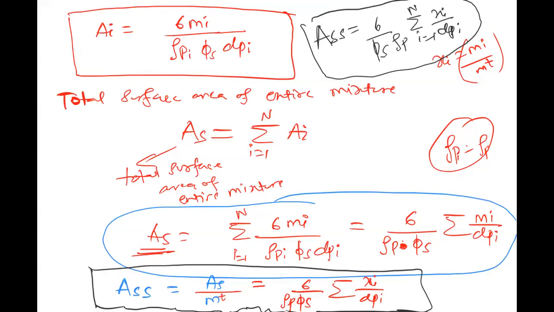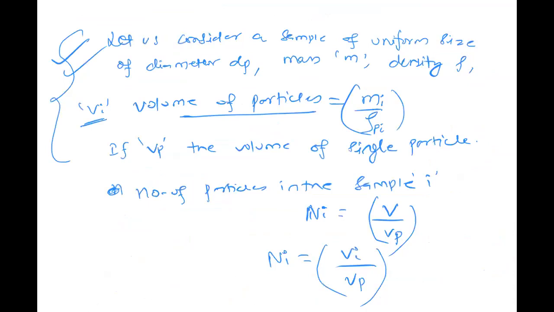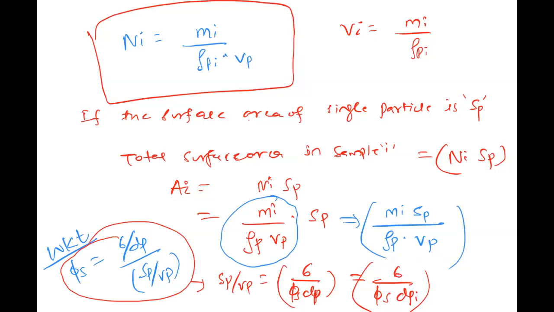So again, I'm repeating this, since someone has asked. Let us consider a sample of uniform size with diameter d_pi, mass m_i, and density rho. V_i is the volume of the particles, so m_i equal to rho_p V_i, and V_p is the volume of a single particle. The number of particles in the sample will be N_i equal to V_i by V_p. Is it clear? Then N_i equals m_i by rho_p into V_p. If the surface area of a single particle is S_p, then the total surface area in sample i, A_i, equal to N_i into S_p, where N_i is written as m_i by rho_p into V_p.